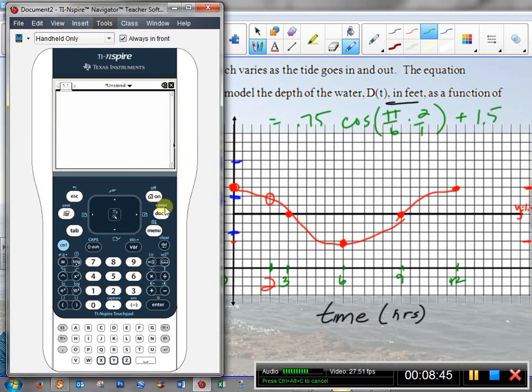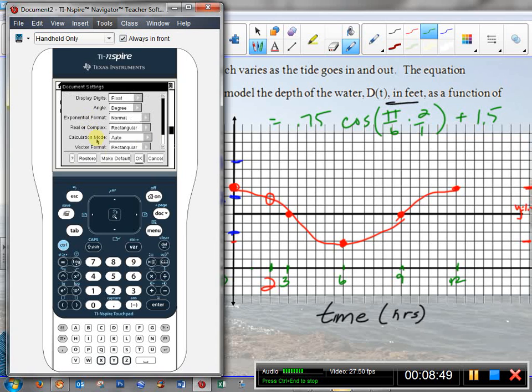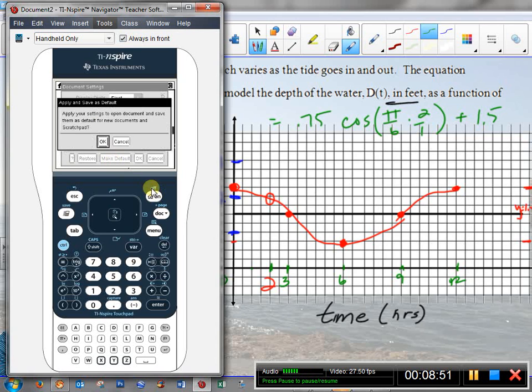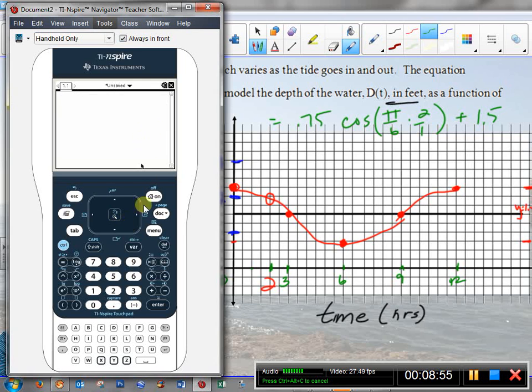Go to calculator page. I'm going to just go check my settings here, make sure I'm in degree mode before I get carried away. I am. So now I can go back to the calculator page and I'll be typing in 0.75 times the cosine.